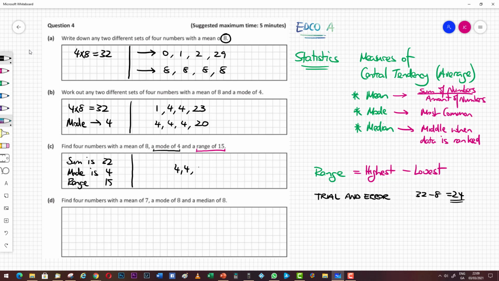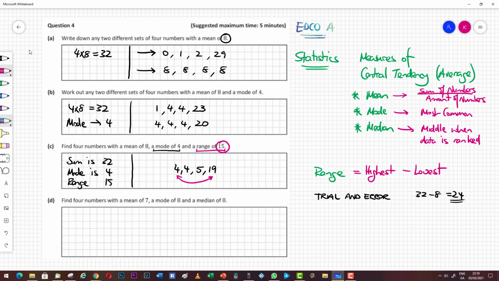Now I could try 5 and 19. 5 and 19 is 24, plus the 4 and 4 is 32. That works. Now, what's the difference between the lowest number, 4, and the highest number, 19? Well, 15. So the range is 15. So the mode is 4. The mean is 8. If you divide 32 by 4, you get 8. And the range is 15, and it works. And it took a bit of trial and error to get that answer. There wasn't one method that I could have tried initially that just would have worked straight out of the box.